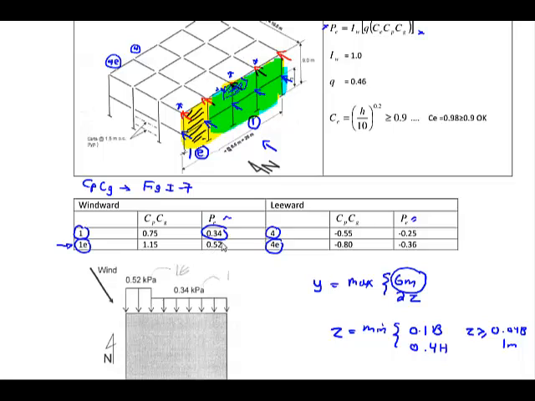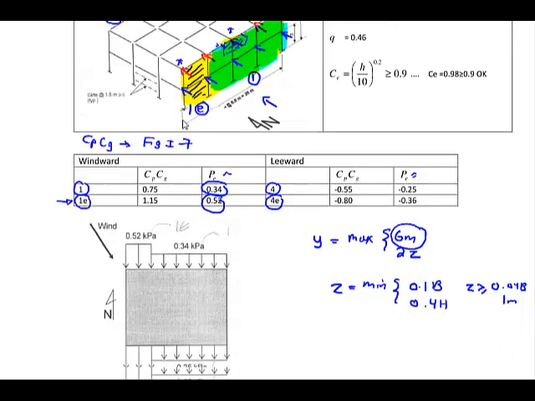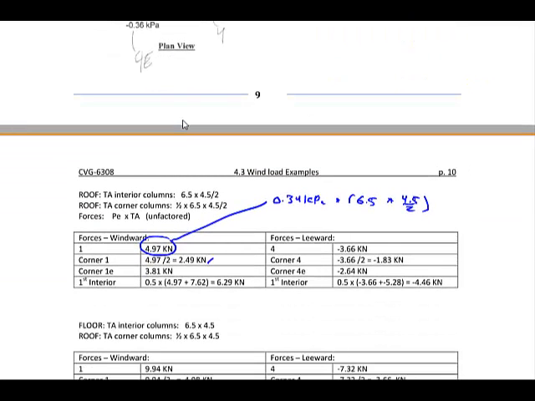If I look at this column over here, this column is in region 1E. So I should use the 0.52 kPa, but the tributary area in this case is equal to 6.5 over 2 multiplied by 4.5 over 2. So that's what I have over here, and I'd find 3.81 kilonewton.